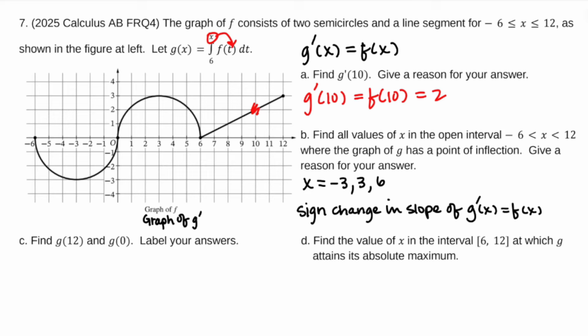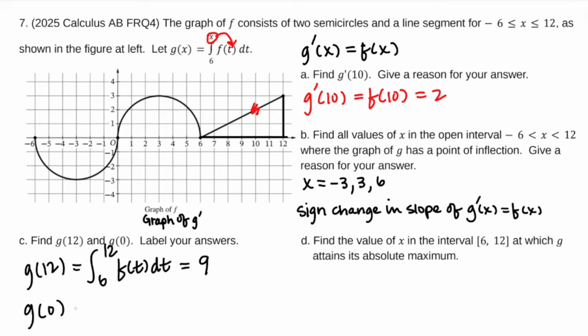All right, g of 12 and g of 0, we're going to be just finding some areas. So g of 12 is going to equal the integral from 6 to 12 of f. And it's just going to be finding the area of this triangle. It's got a width of 6 and a height of 3, so half of 18 is going to be 9.